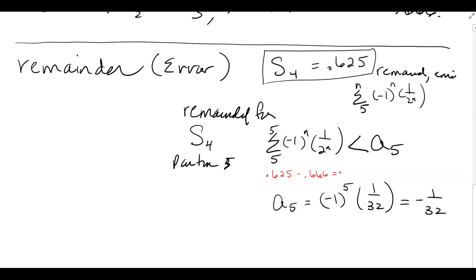And we can just do that math real quick. 0.625 minus 0.666 equals about -0.041. Well, we also know that a sub 5 is negative 1 over 32, and 1 divided by 32 is negative 0.03125. So yeah, the error, which would be if we were to add up all the rest of the terms, is less than the next term. So this idea of this remainder is only true for alternating series.